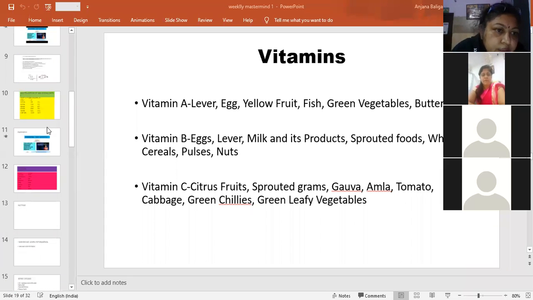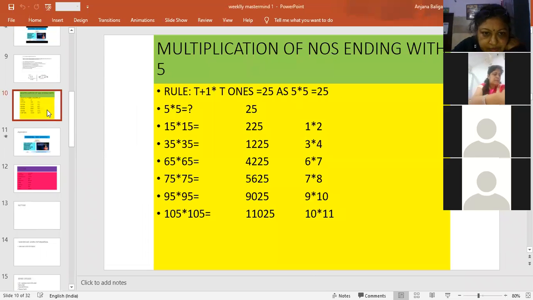Now today we are going to do maths. 5 into 5 is 25. Write the table of 5. 5 into 5, 25. Now what is 15 square? What is 25 square? What is 25 square? 1025? No, no. 625.